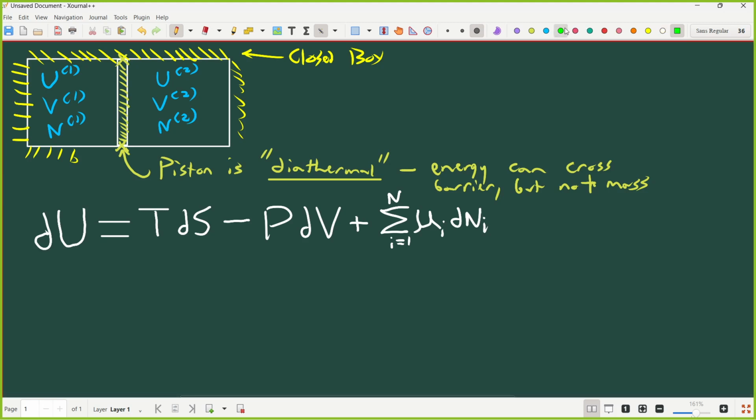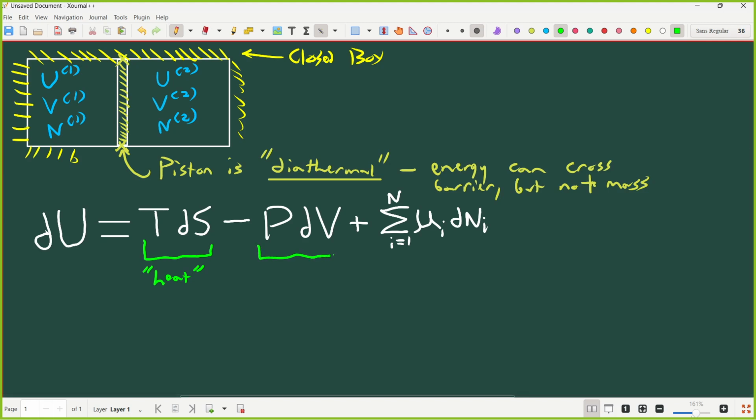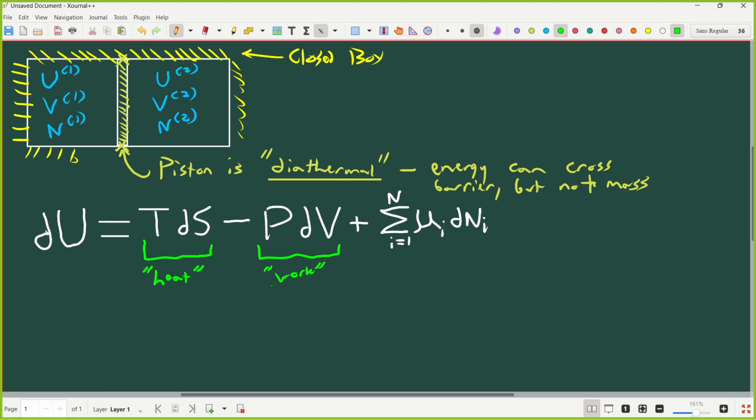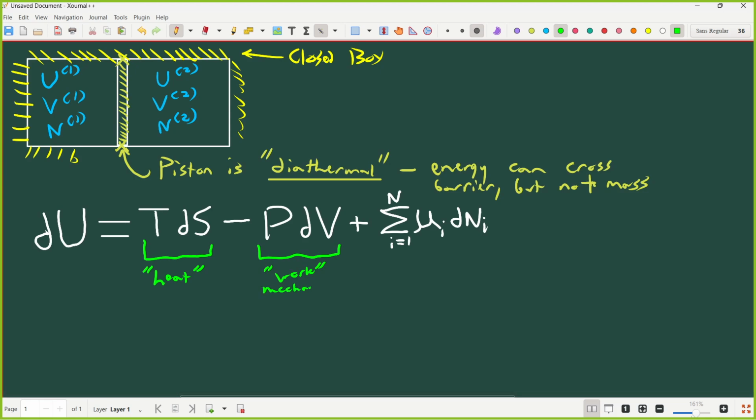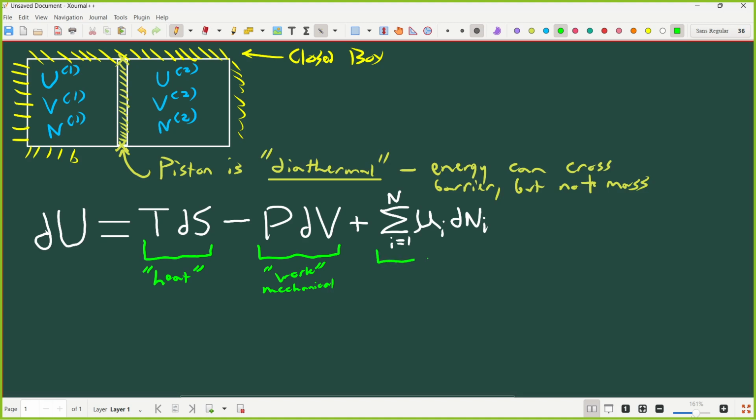We identified this as what we call heat, the change in heat. This right here is what we call work, mechanical work, the change in how we exert energy in filling the box, and this is what's called chemical work.